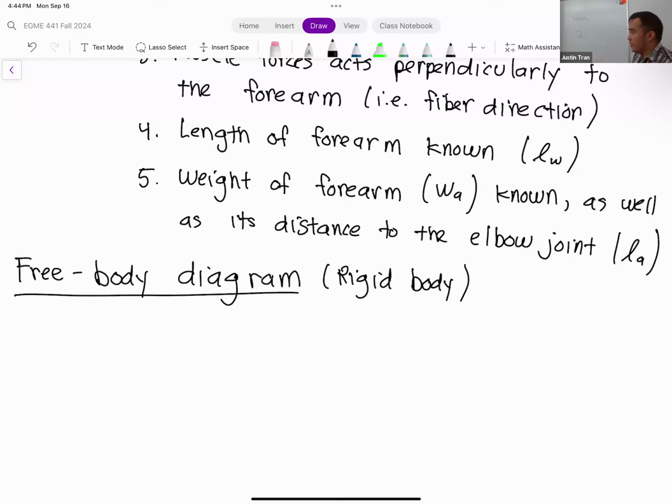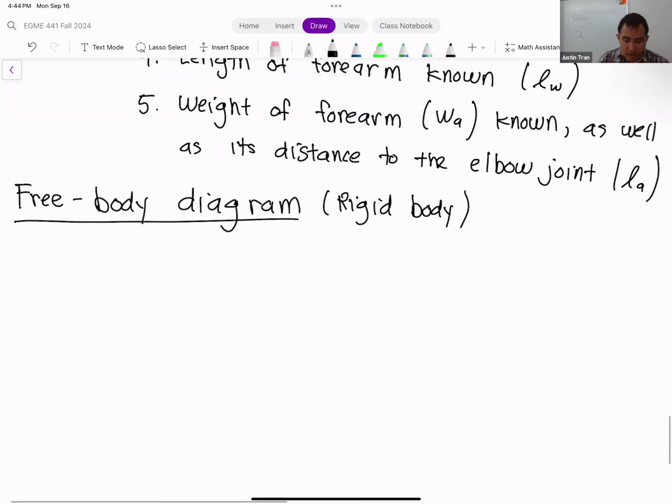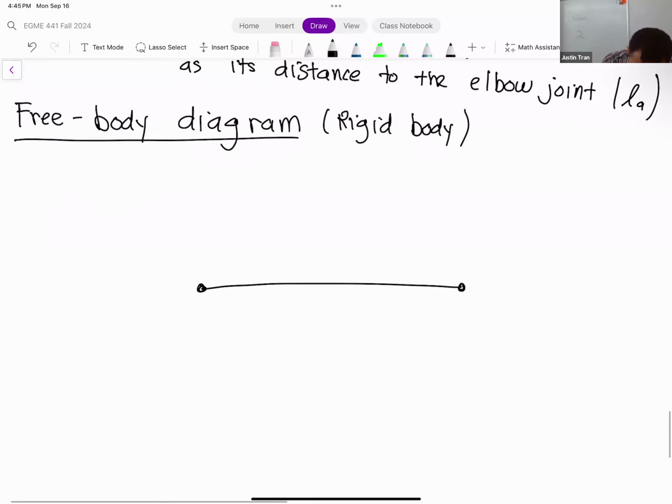Now you don't have to draw a photorealistic arm for a free body diagram. Usually I just use sticks. And so the rigid body that we're considering in this case is the forearm, and so I'm just using a line here to represent it. Of course, you can label this. Usually, it's nice to do so. The left-hand side will be the elbow, and the right-hand side will be the hand.